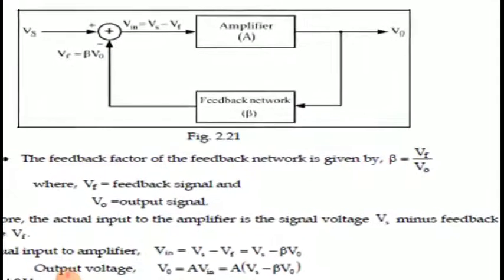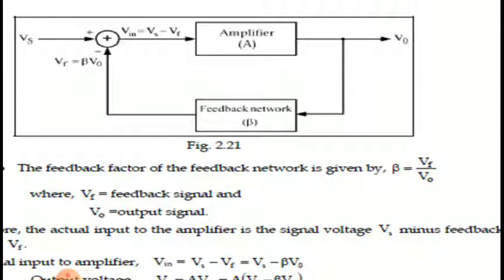This Vs is the source signal, applied to a basic amplifier with gain A without feedback, and the output is V0. By collecting a sample of the output, we give it to the feedback network with a feedback ratio beta, and that output of feedback, Vf, is equal to beta V0, is applied to the mixer network.